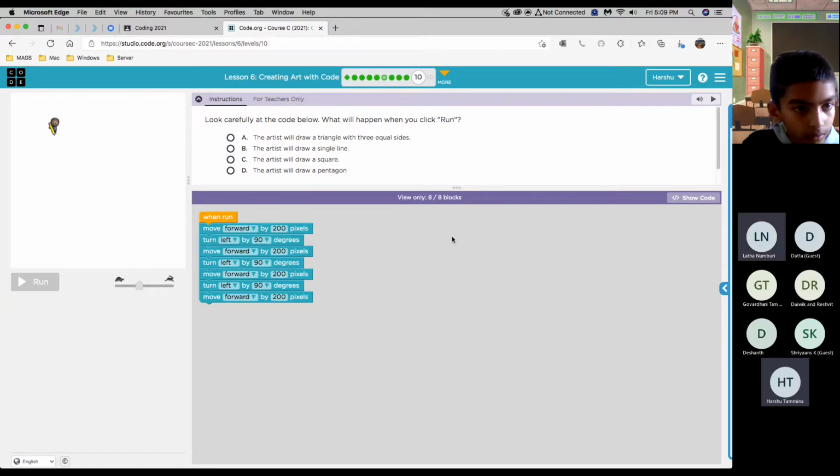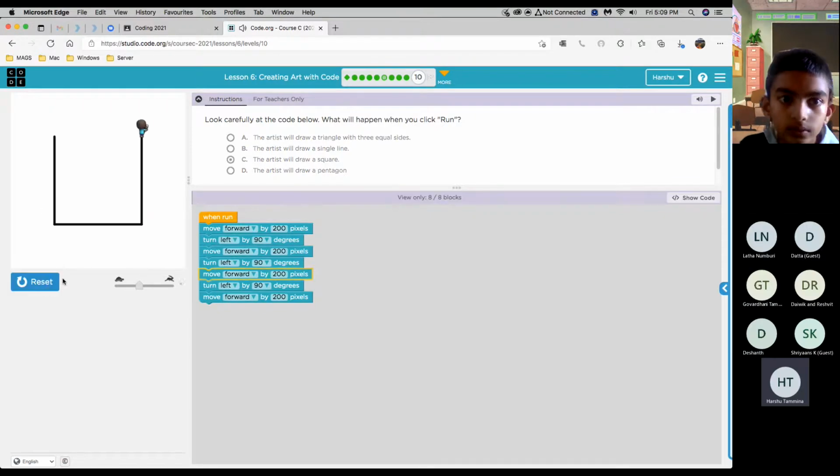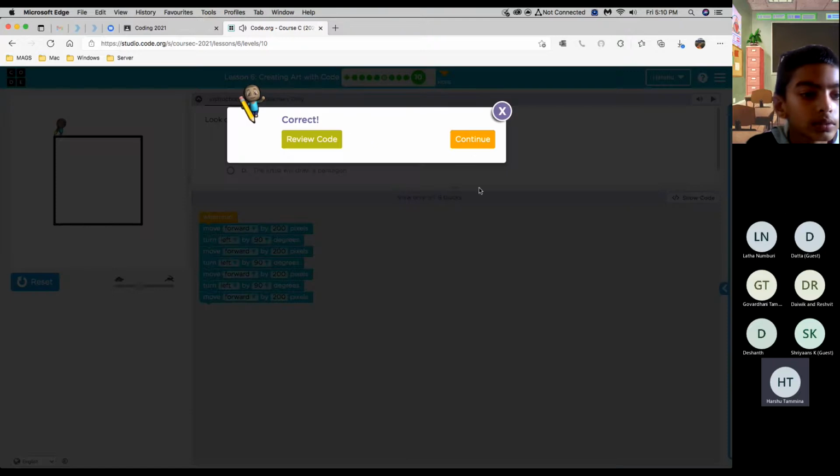The artist will draw a square. It's C. Okay, who else agrees on C? I agree. Okay, let's try it and see if this is correct. Let's run that. That's correct, good job.